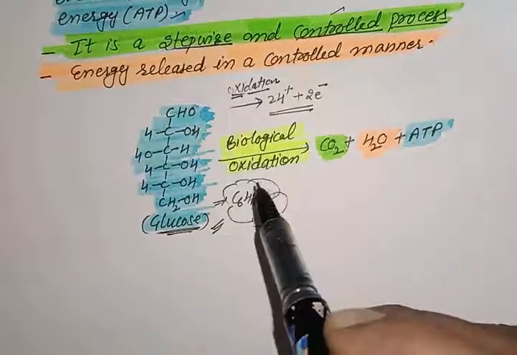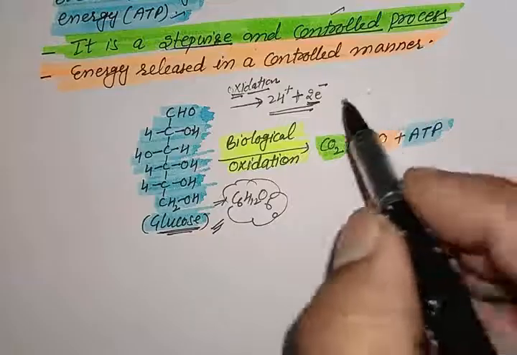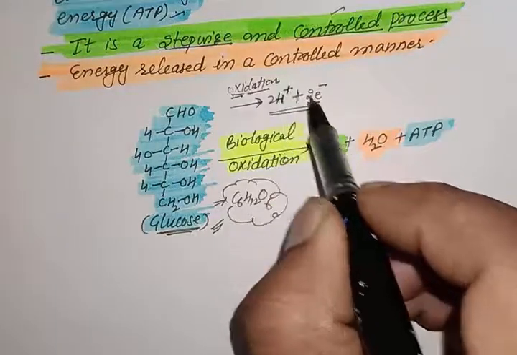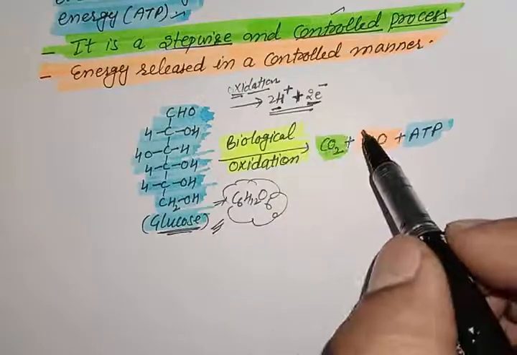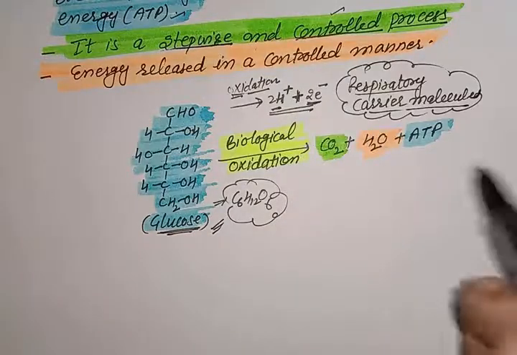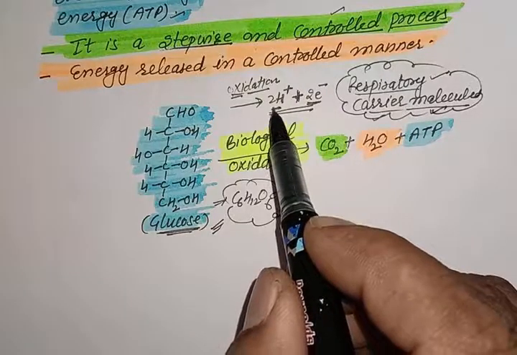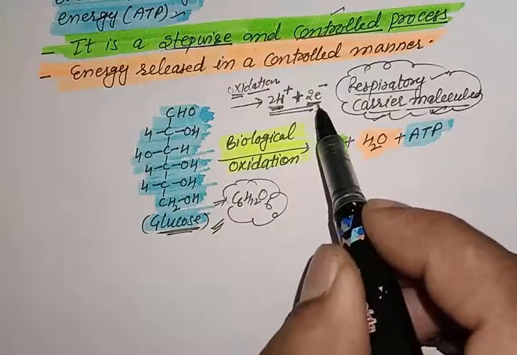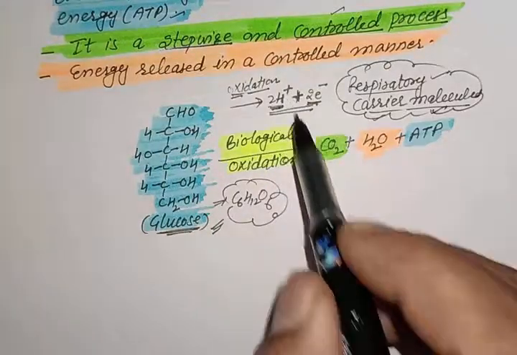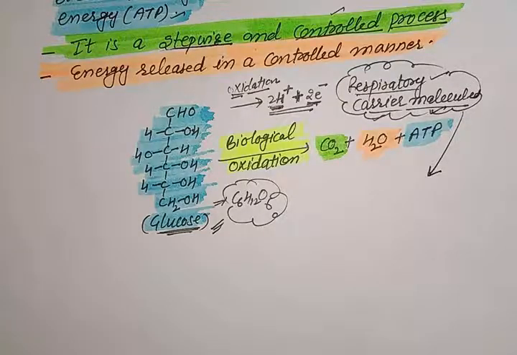This process is also called oxidation. That's why we use the term biological oxidation. That is, the removal of the electron is called oxidation. The H positive released or the electron released during biological oxidation is trapped by some carrier molecules, or we can say the respiratory carrier molecules. These respiratory carrier molecules accept the H positive released after the breakdown of the food molecules and the electron after the formation of H positive.